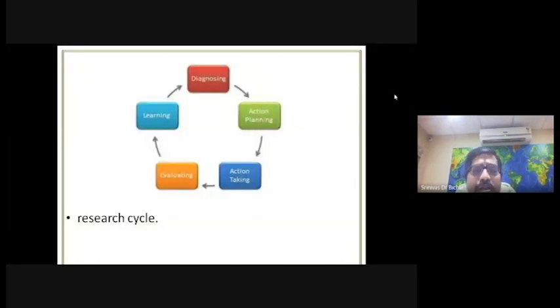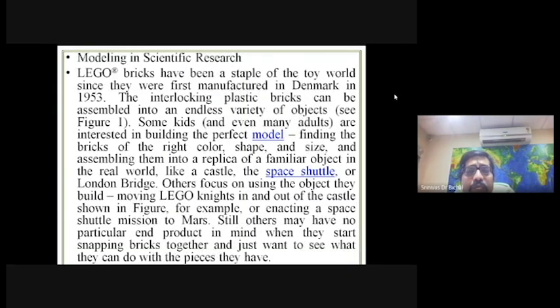So this is what a usual research cycle is: learning, diagnosing, then action planning, action taking, evaluating. Then it's a cycle. It's not a one-time process. You may be stuck at some place for some more time. At some places you may come out very fast. A PhD does not mean that in one cycle you get a PhD, but research is a cycle. It goes on and on. So that is what you talk about.